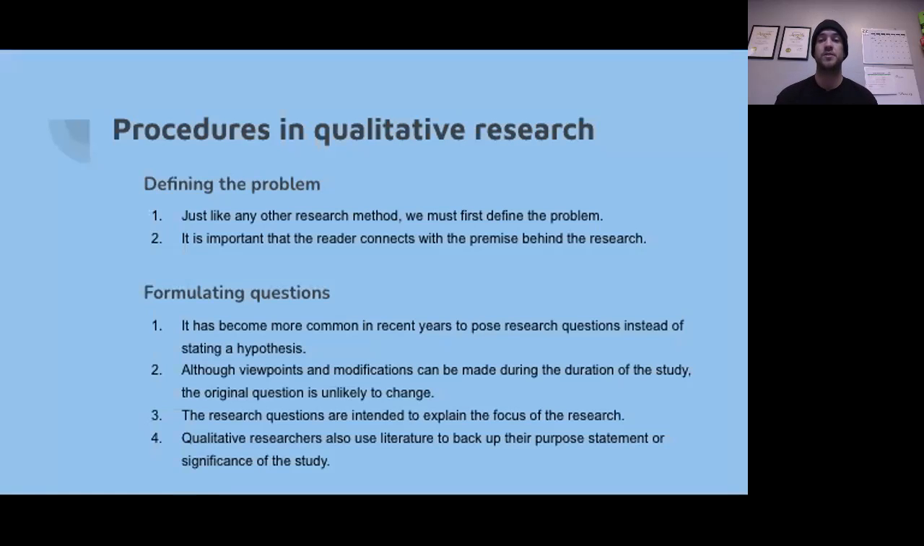The research question states the purpose of the research, and the process of the study determines whether the purpose has been fulfilled or not. Just like quantitative research, qualitative research uses literature to back up the purpose and significance.